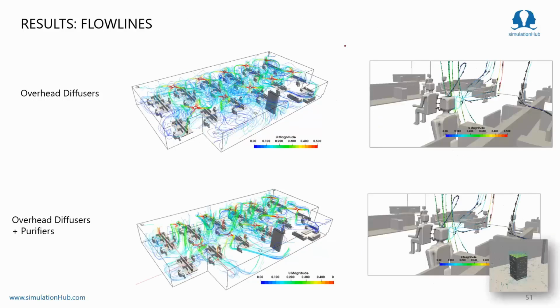Now let's analyze the flow pattern again. You can see this time the square plug diffuser does not have any bigger Coanda effect like before, because the purifier is sucking the air locally, so it is creating mixing locally. Now similarly, let's analyze the streamlines in zoom.